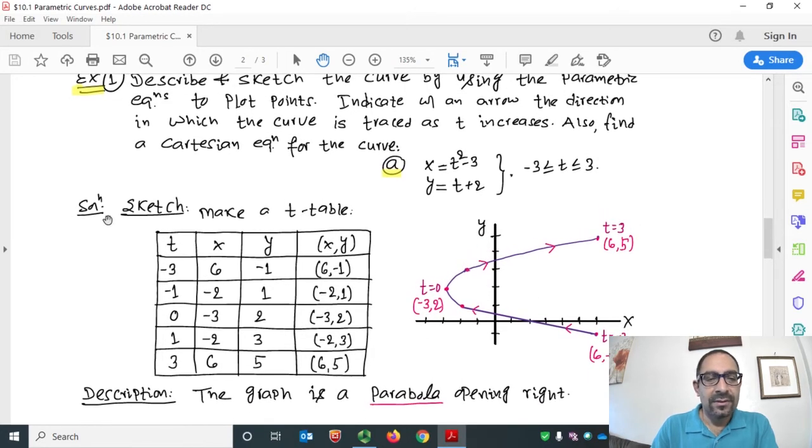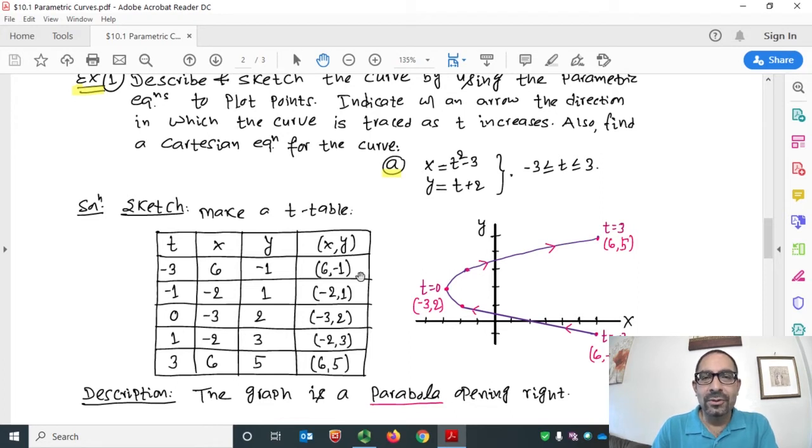Let's make a t table. Put in values of t from -3 to 3. So we pick t equals -3, t equals -1, t equals 0, t equals 1, t equals 3, and we find the corresponding values for x and y. So when t is -3, then -3 squared minus 3 is 9 minus 3, which is 6, so x equals 6. And for y, t equals -3, so -3 plus 2 is -1, so y is -1. Make ordered pair (x, y), so (6, -1).